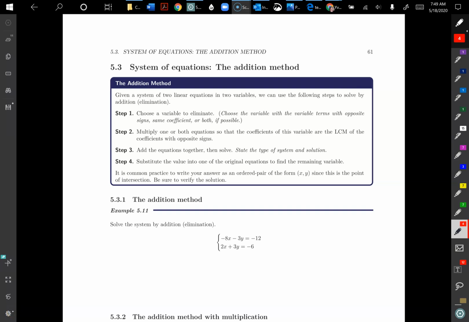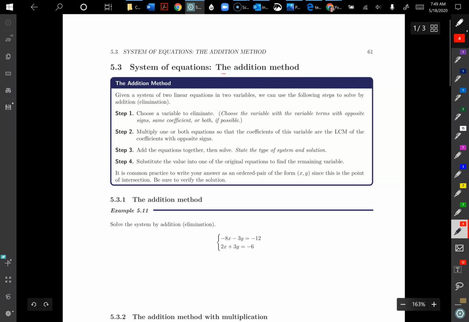Okay, now we're going to look at section 5.3. It's page 61 in your workbook, Systems of Equations, the addition method. So really what we're trying to do here is eliminate one of the variables by adding them together. Our whole goal is to get one of the variables to have a like coefficient but of an opposite sign, so that we can just add those two equations together and get that to totally cancel out.